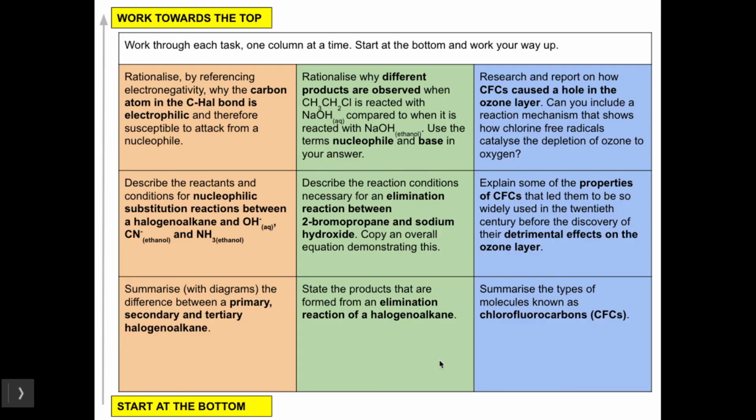Tasks for this lesson: pause, work through that, and you will help to solidify what we've covered in your brain.